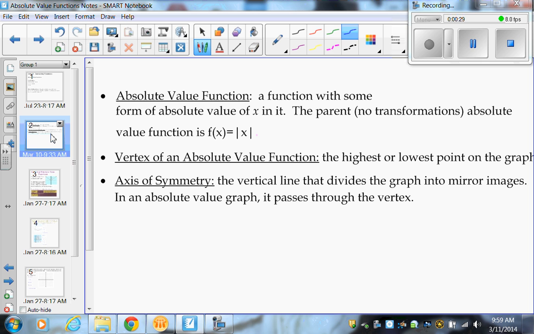Going over our key vocabulary, the absolute value function is a function with some form of absolute value of x in it. The parent function, which has no transformations of the absolute value function, is f of x equals the absolute value of x. The vertex of the absolute value function is the highest or lowest point on the graph. Your axis of symmetry is the vertical line that divides the graph into mirror images. In an absolute value graph, it has to pass through the vertex.